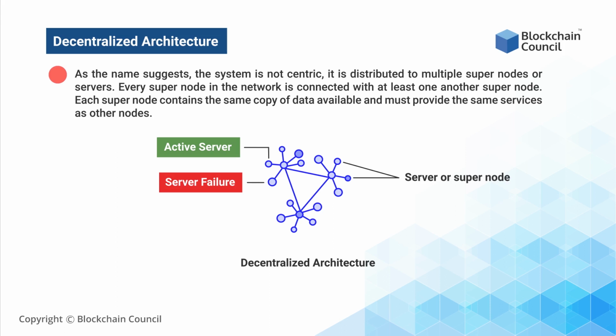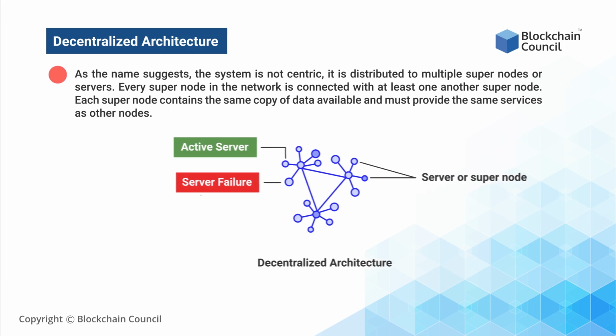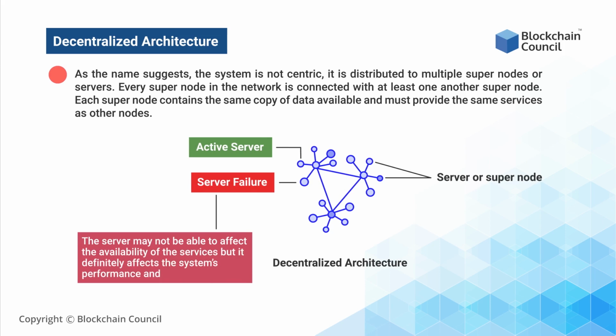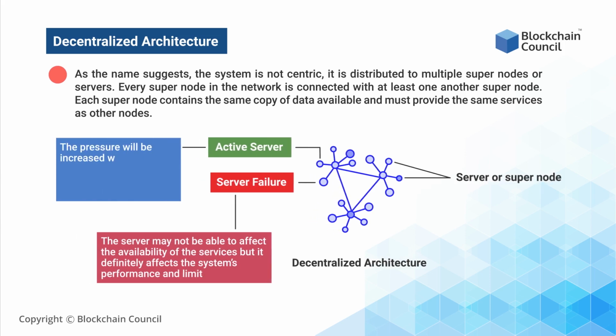This means that the system owners can fix the faulty servers, while the system itself is providing the services to the users. The server failure may not affect the availability of the services, but it definitely affects the system's performance and limit. The pressure on the adjacent server that took over the faulty server will be increased, which results in the increased response time, which degrades the user experience.